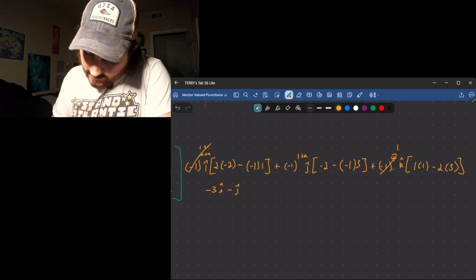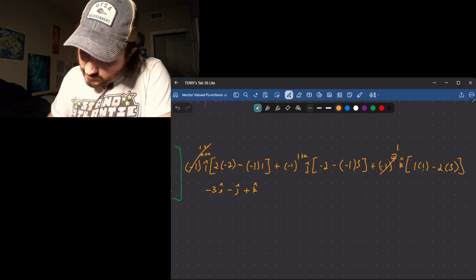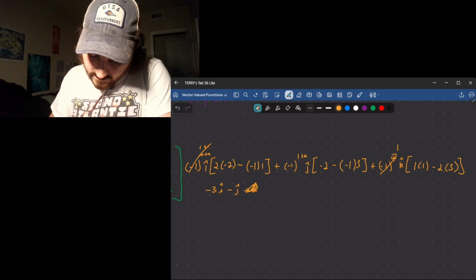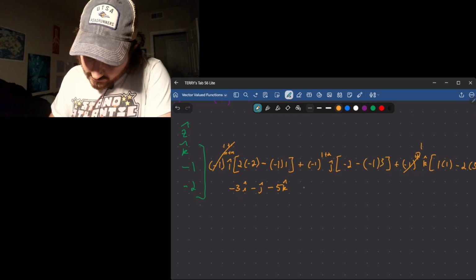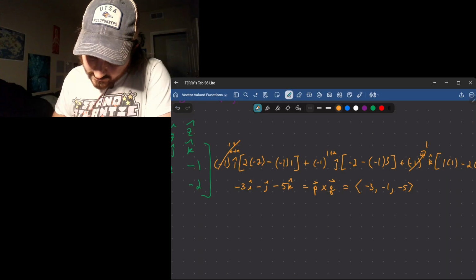And now out here we've got our k hat, positive, and then we've got 1 times 1 is 1, minus 2 times 3 is 6, so that's going to be negative 5 in here. So instead of that, we're going to write minus 5k hat. And that is our vector that corresponds to the output of P cross Q. The other way you could write this is in our other vector notation where you just have negative 3, negative 1, and negative 5.